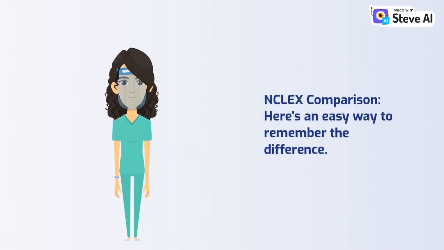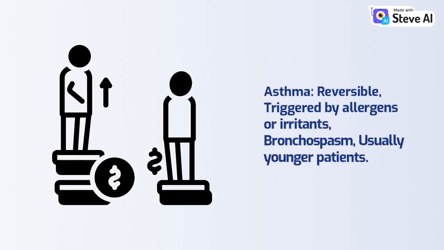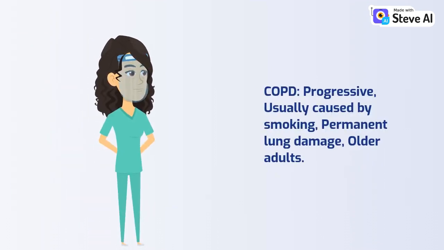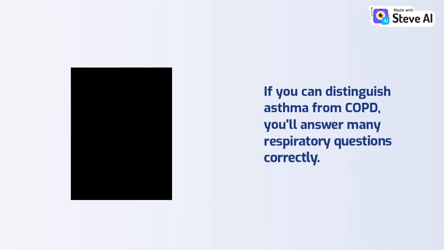NCLEX comparison: here's an easy way to remember the difference. Asthma: reversible, triggered by allergens or irritants, bronchospasm, usually younger patients. COPD: progressive, usually caused by smoking, permanent lung damage, older adults. If you can distinguish asthma from COPD, you'll answer many respiratory questions correctly.